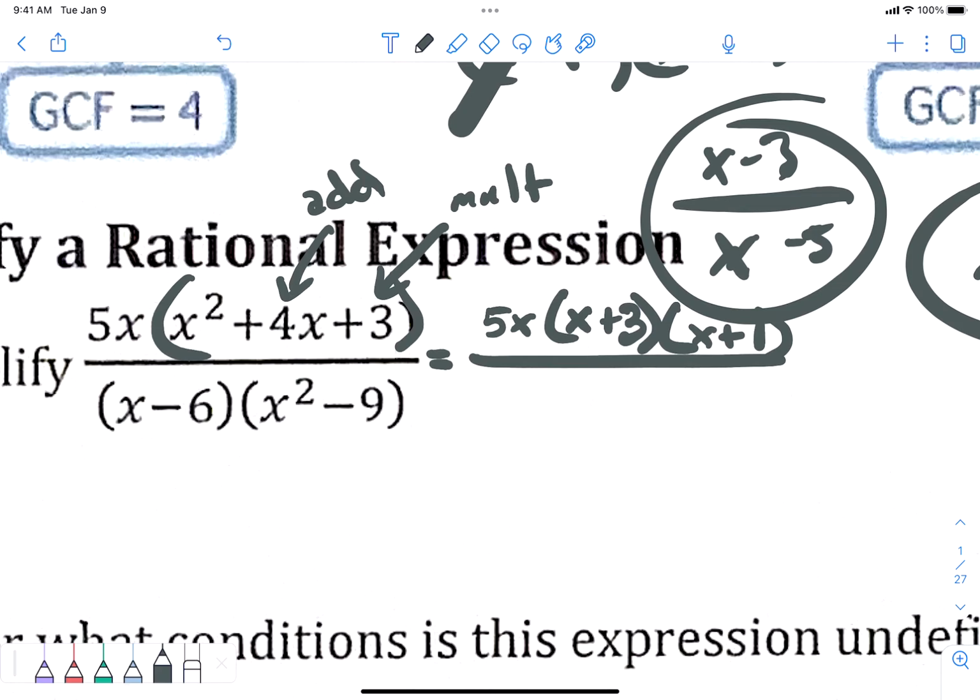Now, let's go through. We have 2 chunks on the bottom. Do you see the 2 chunks? Okay. X minus 3 is a chunk. Can he be reduced or factored?